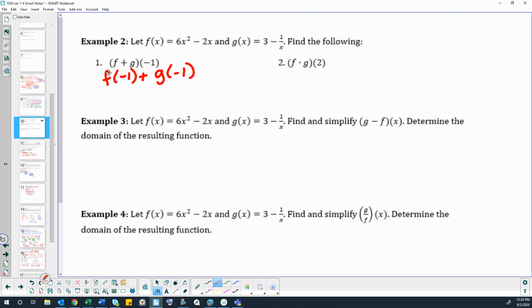So we have f of -1, which is 6 times -1 squared minus 2 times -1. And then we have g of -1, which means 3 minus 1 over -1. And so this simplifies into 1 times 6 and 2, so that's 8, right? And that simplifies into -1 by subtracting -1, so it's 2. So we're adding 2. So we get 10.